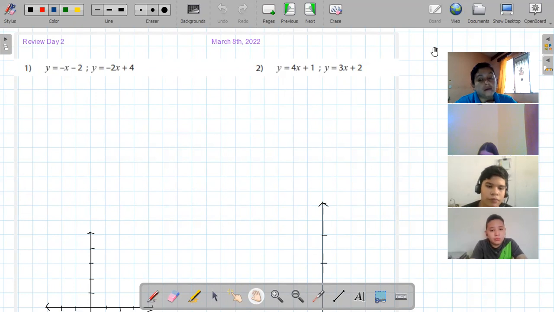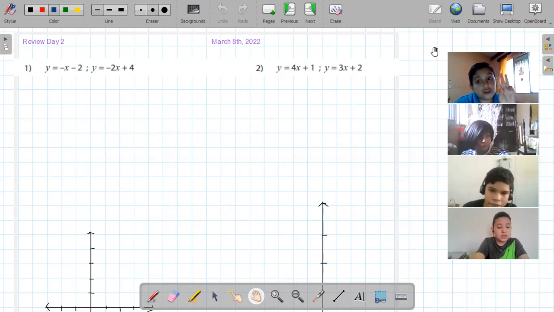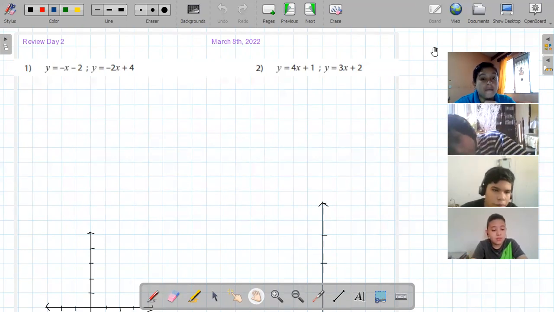Which ones are they? Do you remember? What are the 3 possible answers that we can have? Infinitely many solutions, no solution, and one solution. Exactly. Those are the 3 types of solutions that we can have.